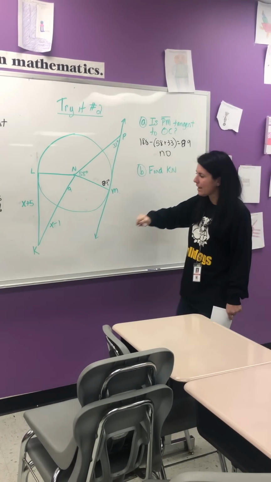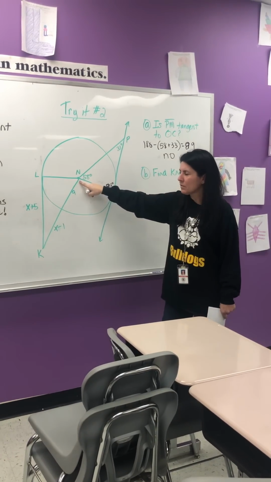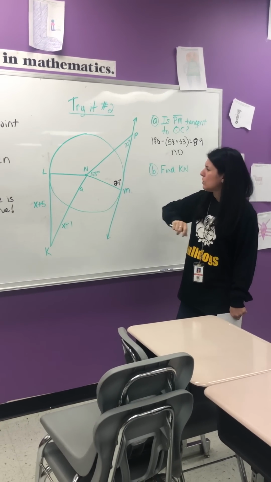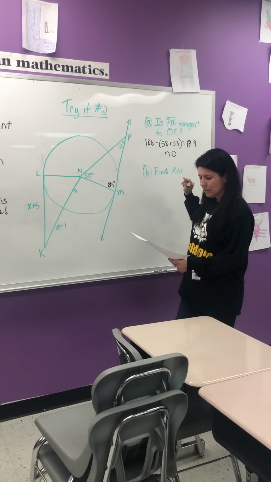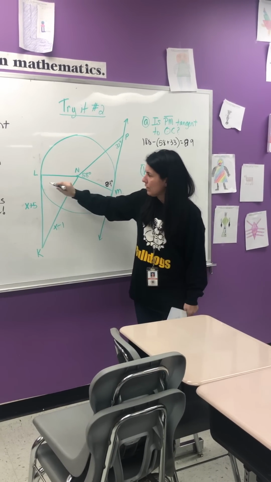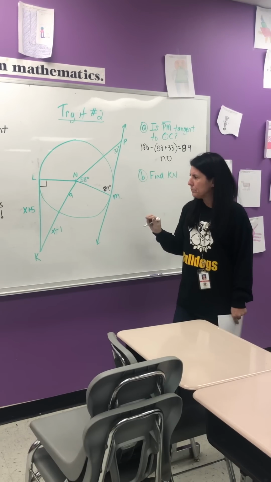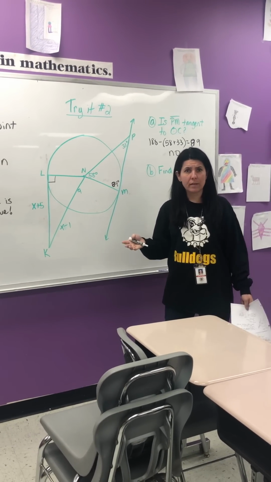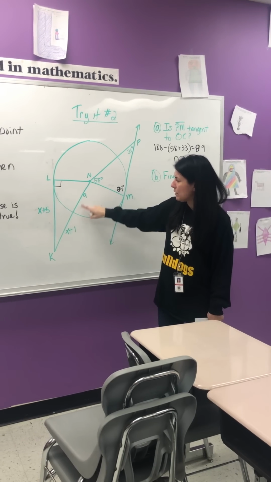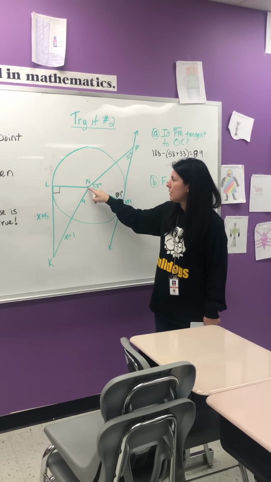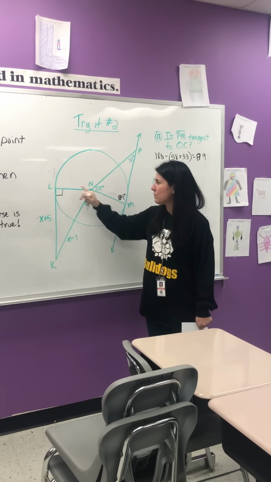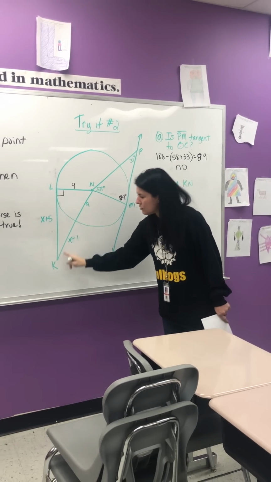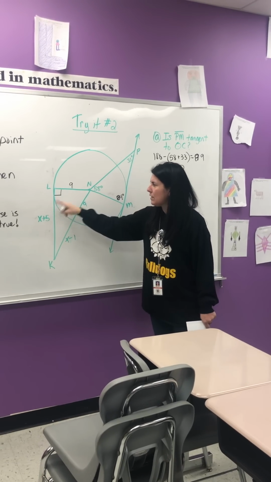Look at the second question. It asks you to find the length of KN. This one's a little bit more complicated, but still using the same idea. So we need to find KN, and we're going to use the idea of a right triangle. The biggest thing you need to realize with these kinds of problems is radiuses are all the same. So if this length from the middle to a point on the circle is 9, then from the middle to this other point on the circle is also 9. So when you look at this triangle, this is your hypotenuse, and these two are the legs.